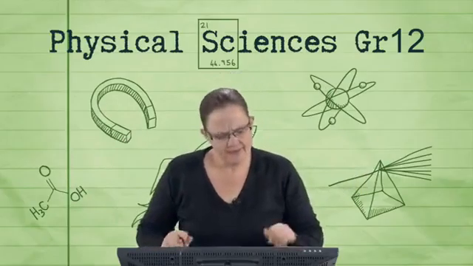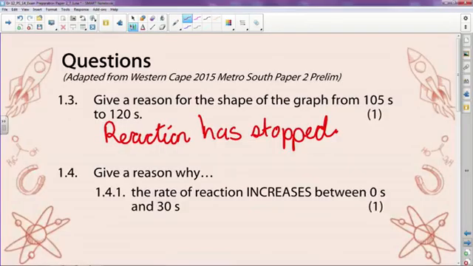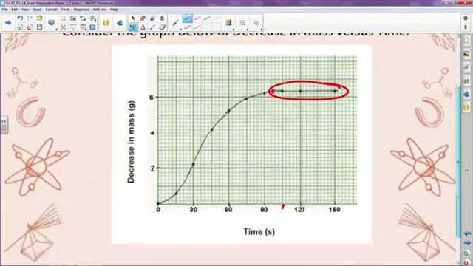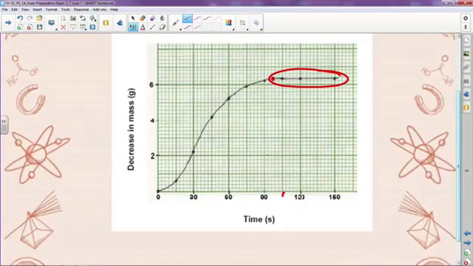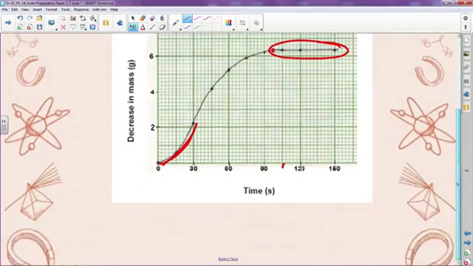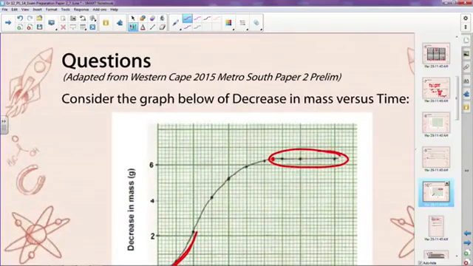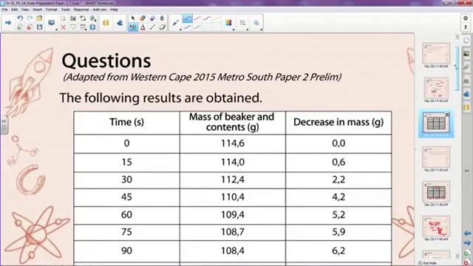Nice and easy. Then they ask you to give a reason why the reaction rate increases between 0 and 30 seconds. So we look at this and we go, well, if we look at 0 and 30, so at this point, the graph is getting steep, it's getting faster, and we would actually expect it to start slowing down because we're using up the reactants. However, if we go back to the reaction, so we go back to the equation, which we have over here, okay, so we go back to the equation in the question, so we go back over here to the equation.